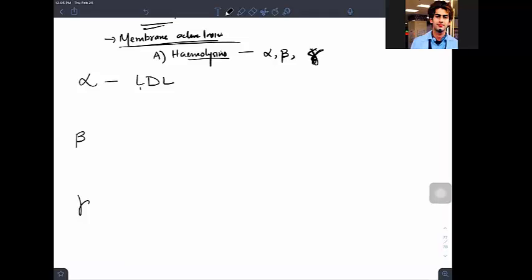It is L for lethal, alpha lethal, D for dermonecrotic. What is dermonecrotic? Necrosis of your derma, your skin. And L for leukocidal. What is leukocidal? It will kill the leukocytes.